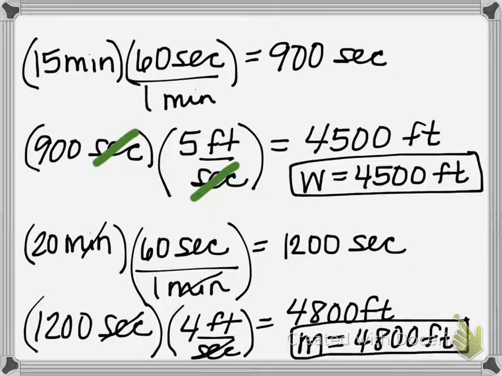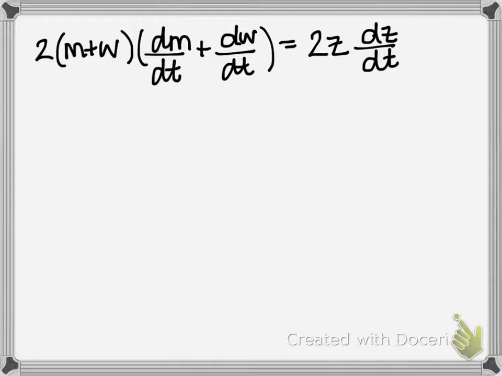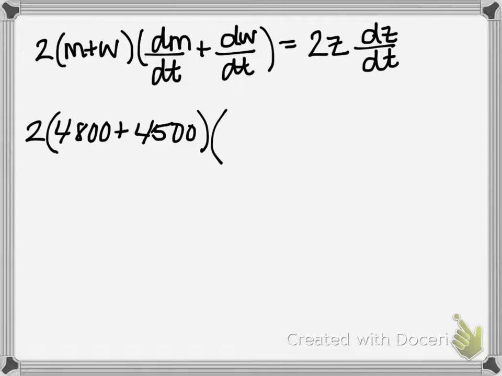So now we have the value of w and the value of m. So let me go back to my derivative. In my equation here, we have the value of m, which was 4,800, plus the value of w, which was 4,500, times dm/dt, that was the man's rate, which was 4 feet per second, plus the woman's rate, which was 5 feet per second. And now that's equal to 2 times z.